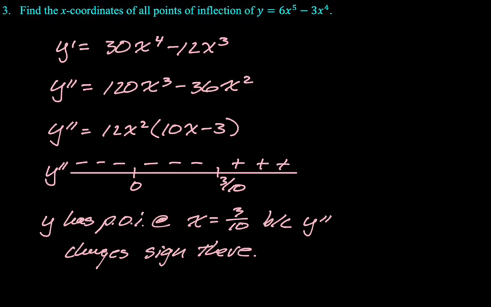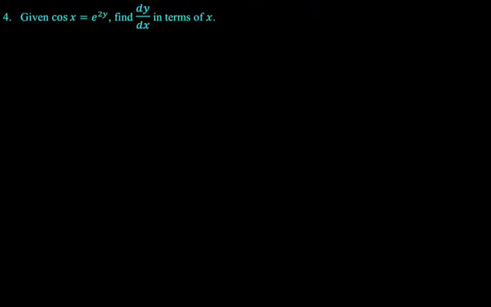Don't get fooled. It's not the zeros of the second derivative. It's the sign changes of the second derivative. The second derivative doesn't even need to exist, right? It's got to have a sign change. Doesn't need to exist. All right, next problem.